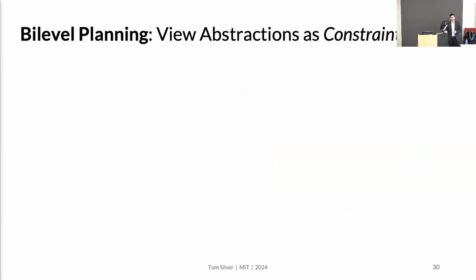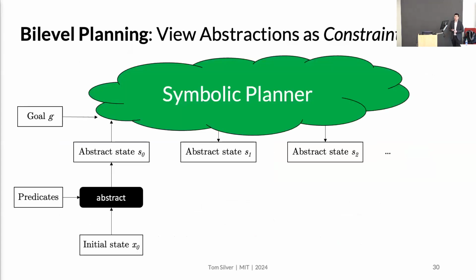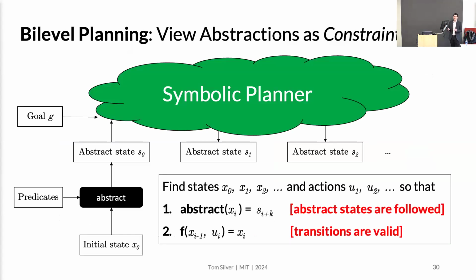For solving robot planning problems, though, we aren't done yet, because we need to figure out what actions the robot should actually take in the real world. And so to solve that problem, we're going to view these abstractions coming out of the symbolic planner as a kind of constraint that we can then use to set up a continuous optimization problem to ultimately find actions for the robot to take.